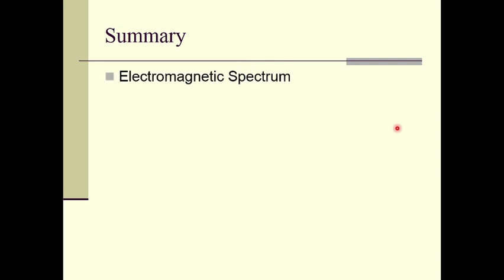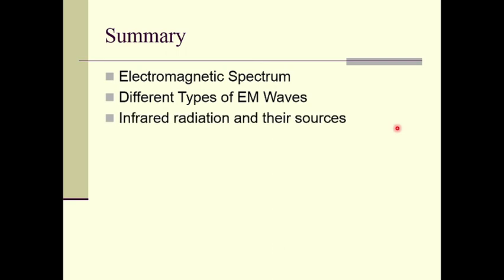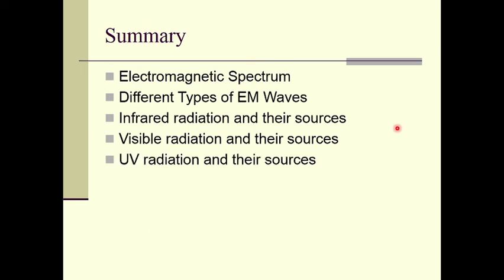So, in today's lecture, we have studied the electromagnetic spectrum and different types of electromagnetic waves. We have also studied infrared radiation and its sources. We have also studied visible radiation and its sources, and UV radiation and its different sources. In the next lecture, we will study the next part of the electromagnetic waves, that means X-rays and gamma rays in detail.